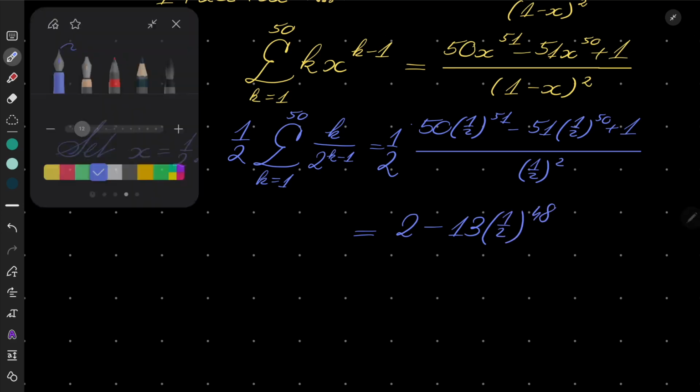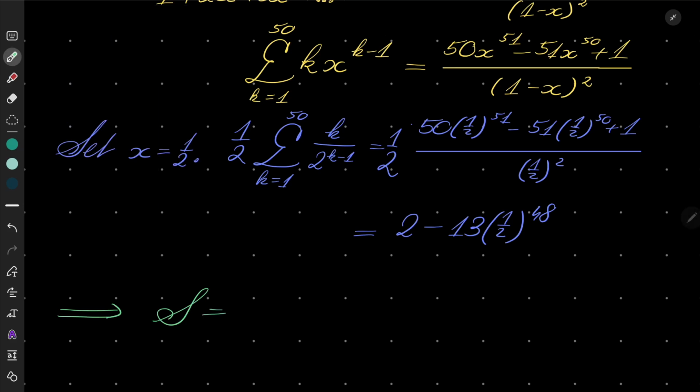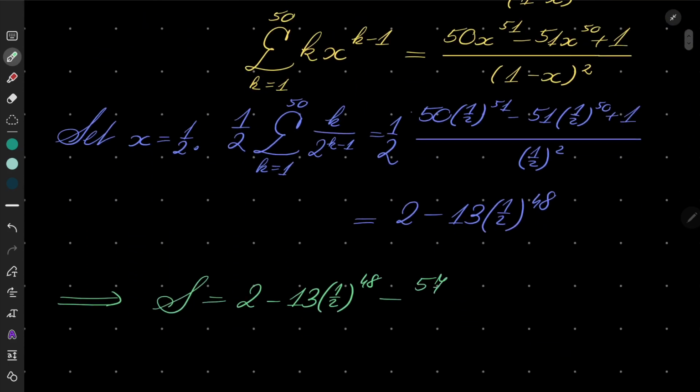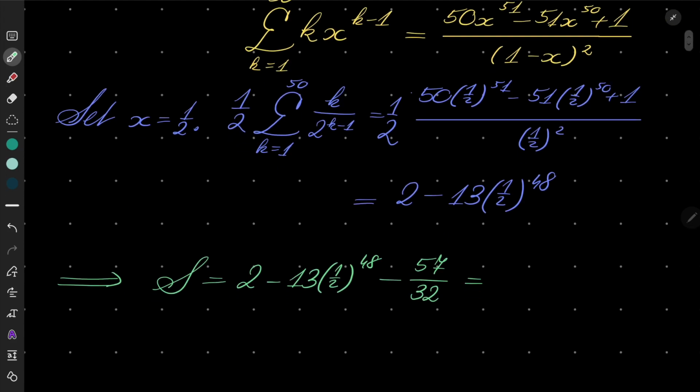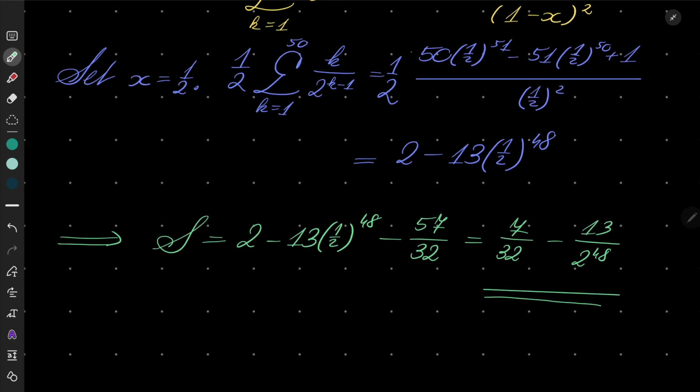And now that means that we have the following. Our sum is just this number minus 57 over 32. And that is, after simplification, 64 minus 57 is 7, so 7 over 32 minus 13 over 2 to the power of 48. And that is our answer. Our sum is equal to this quantity right here.